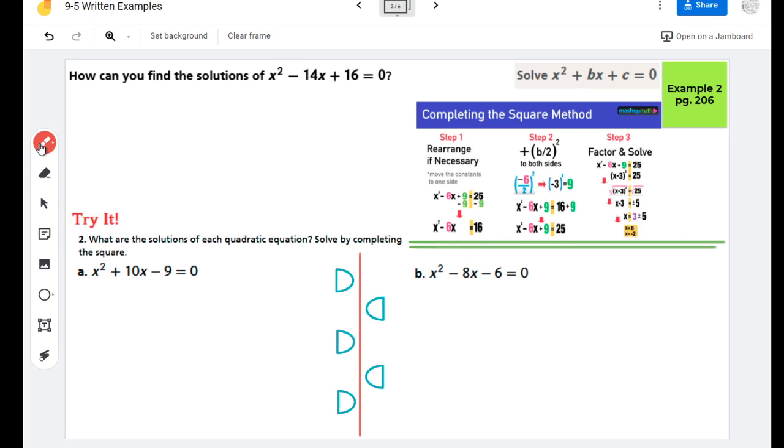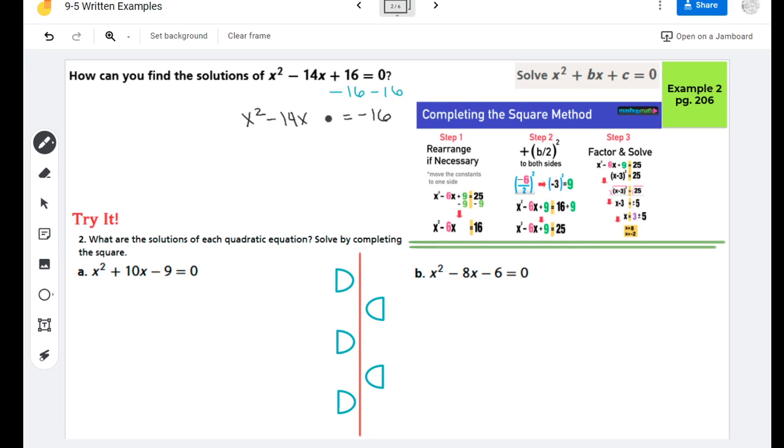All right, what I'm going to do is just walk you through the process and say it out loud. So in order to solve by completing the square, it's a little bit counterintuitive because we usually want to get the x's by themselves. So this 16, I'm going to move to the other side of the equal sign. So my expression turns into x squared minus 14x is equal to negative 16.